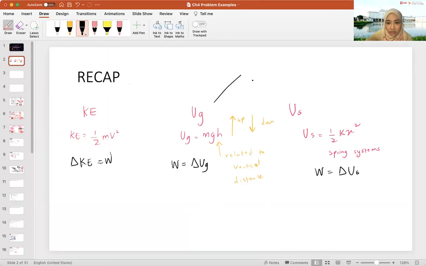Now, sometimes they just write these two as U. So sometimes they say EI equals EF, whereby EI is KE initial plus U initial, and KE final plus U final. And you should know that this is UG and US, depending on what system you're talking about. This U is the generalized form for both of these.